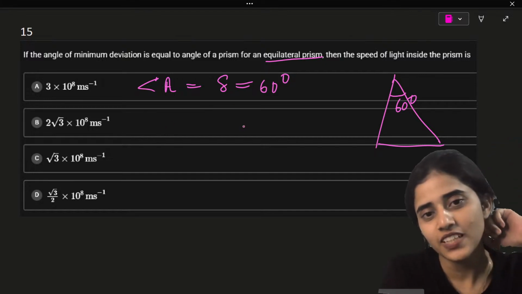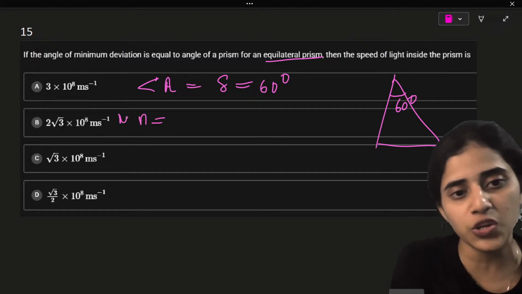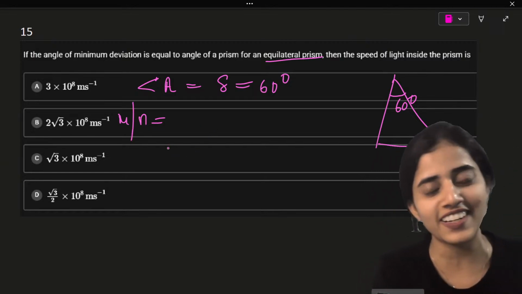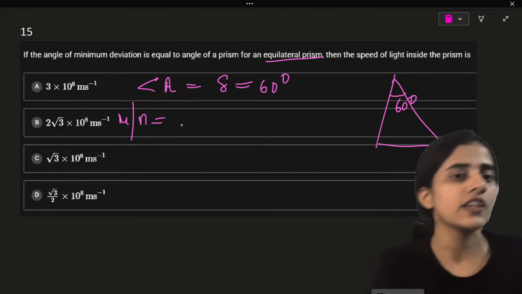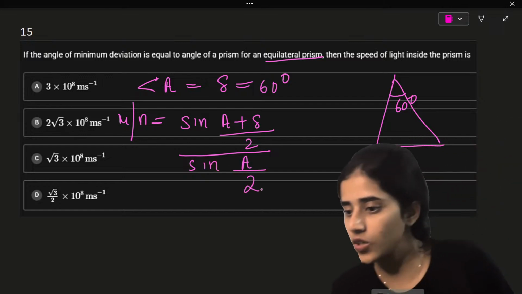Fine. Now we'll write down the formula for the prism. What is the formula? Refractive index is sometimes written as mu, okay? Mu or n. I am comfortable writing it as n, so I will write it as n. n is equal to sine of (A plus delta) divided by 2, the whole divided by sine of A by 2. Okay?